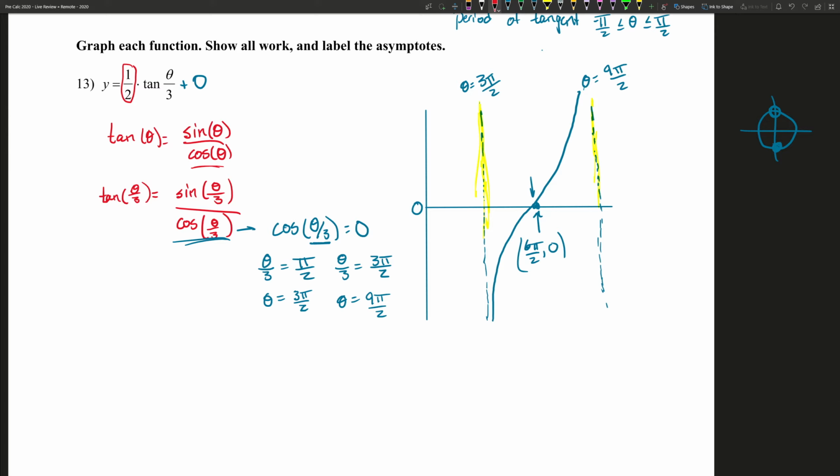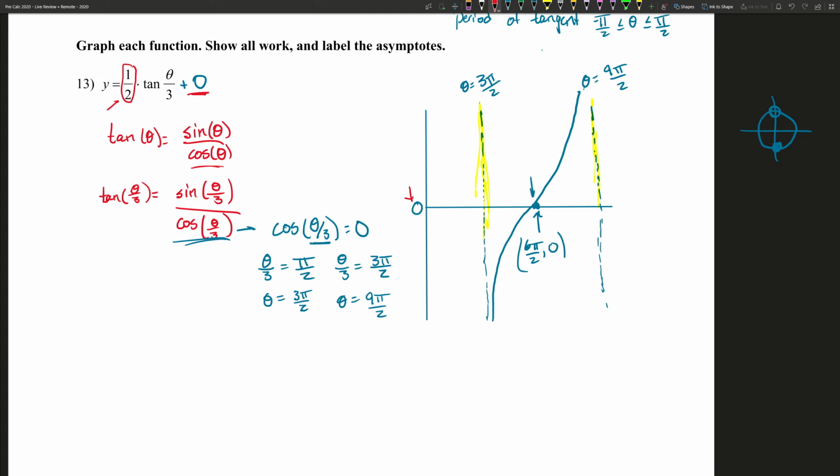Okay, number 13. So for tangent, you should remember from our identities that we can rewrite tangent as sine over cosine, right? Everything else is still the same, right? So 1/2 is still our amplitude. It just means how steep this gets, and how fast it gets, right? So that doesn't mean a whole lot for us. This 0, I wrote that in. That's just the shift, right? So our center line is 0.